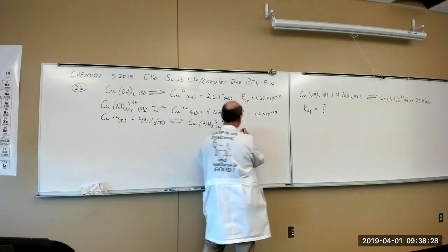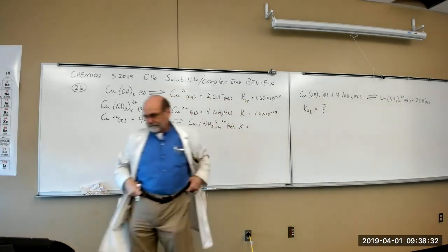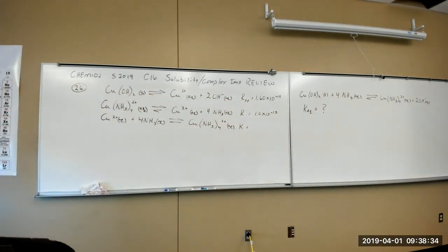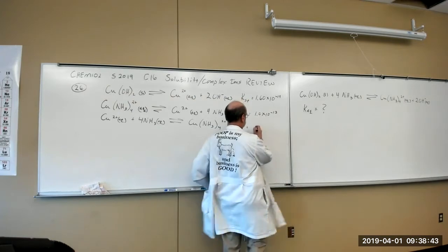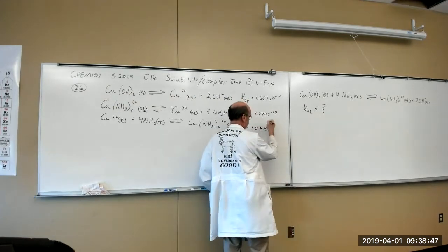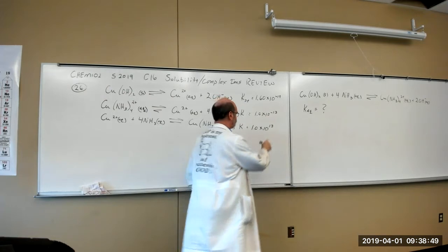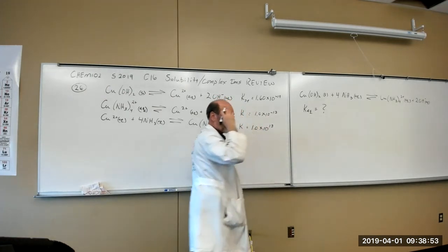Okay. Now what does this K become? One over. It becomes the inverse. Right. Since this is times 1, 10 to the 13. Yeah, that's it. Okay, you have a question? Yeah.